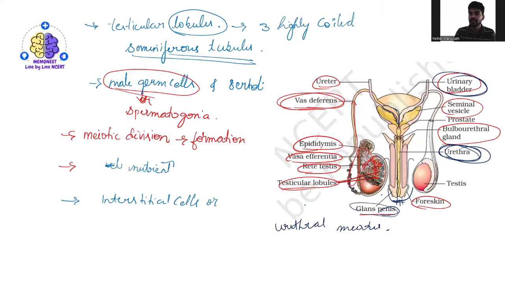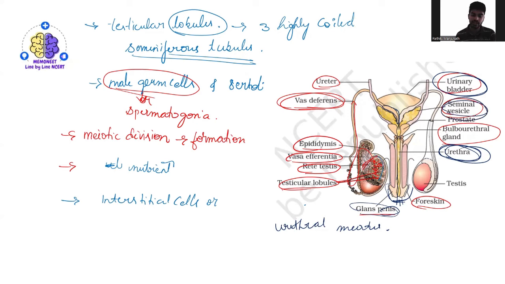It is actually covered by the foreskin, the folded foreskin that you can observe on the outer layer. It is covered by the foreskin. So what does the male accessory gland include? Seminal vesicles. So this is the seminal vesicles that we are talking about.